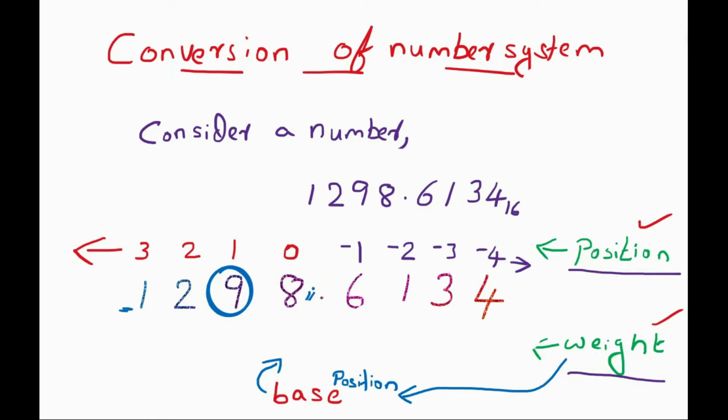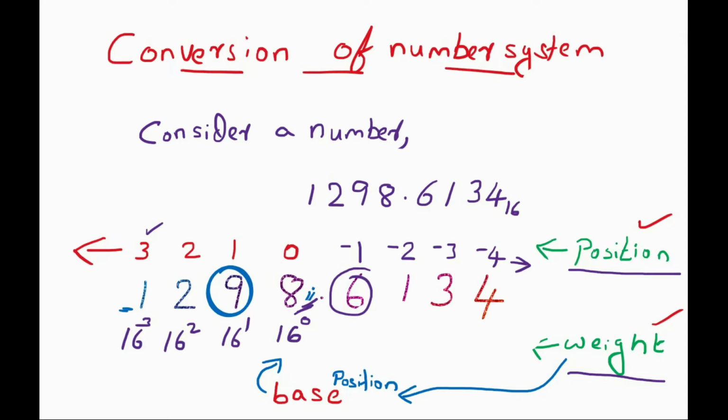So what will be the weight of this 8? Base raised to position. What is the base? 16, because it is a hexadecimal number. So 16 raised to position of 8, which is 0. And for the 9, the weight is 16 raised to 1. And for 2, the position is 2 and the base is 16, so 16 raised to 2. And for this one, the base is 16 and the position is 3, so 16 raised to 3.